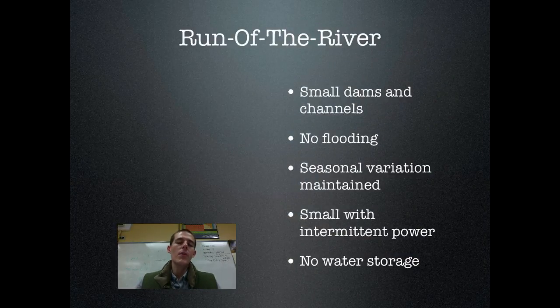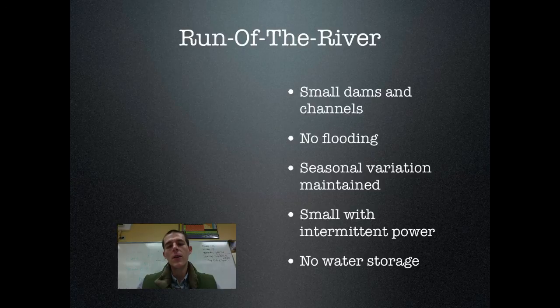The first type of hydroelectric system I want to talk about is called a run-of-the-river system. A run-of-the-river system does not use a dam. It does not use any sort of water impoundment. Rather, it's just got short little tiny dams that slow the river down a little bit and then channel the water through a cement channel, and then it uses small turbines in order to create the electricity. Some of the benefits of a run-of-the-river system is that there's no flooding involved, and that's a big deal with other projects. We'll talk about that in a second.